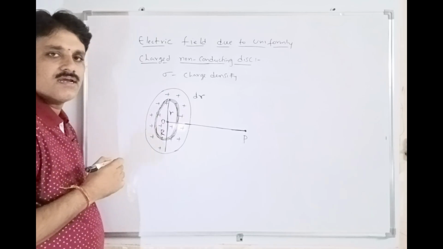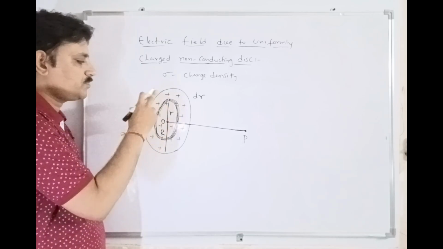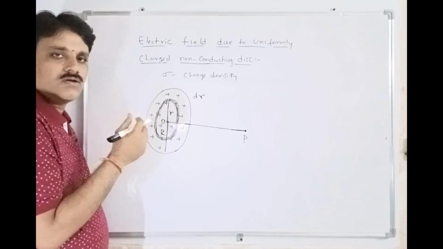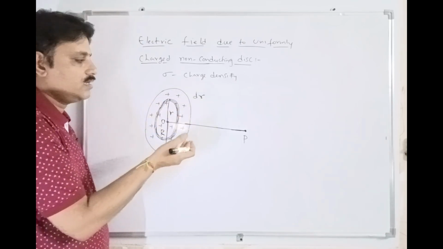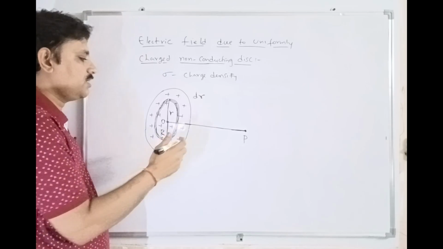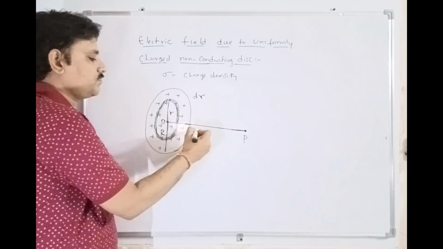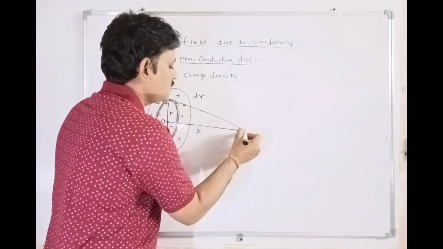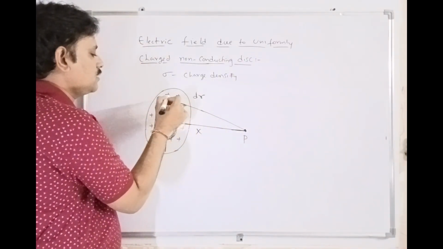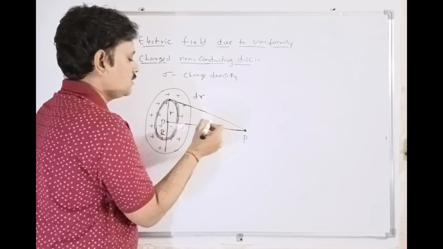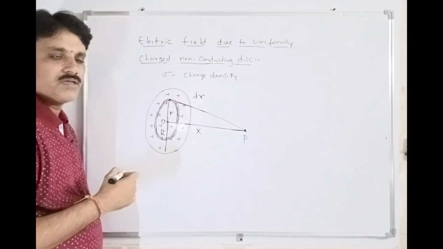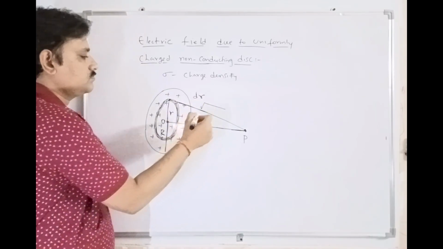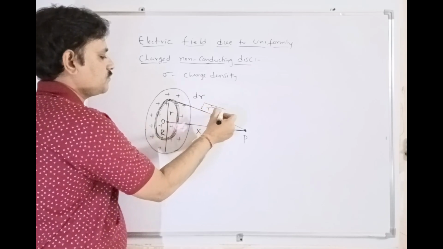First we calculate the electric field at point P due to the thickness dr, the ring. Already we know the electric field due to a ring at an axial point at a distance x from the center. This is the line joining the portion dr to point P, and the distance here is root of r square plus x square.